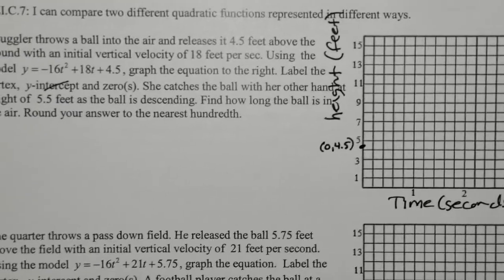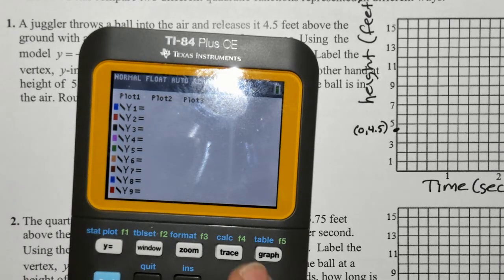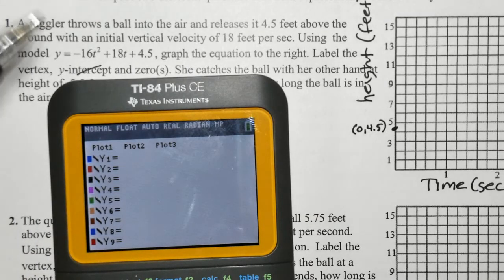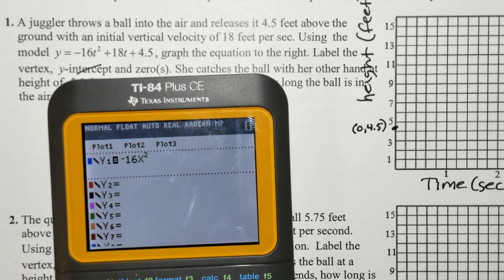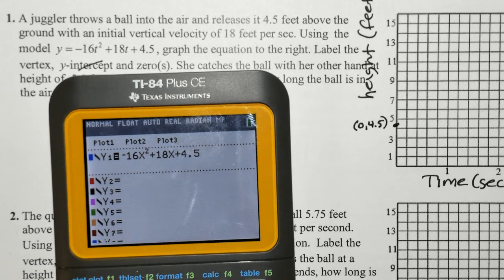Okay, we're going to grab the graphing calculator. If you have not done so, please clear out the two equations and let's type in what we see. This is not a subtraction, this is negative. Negative 16x squared plus 18x plus 4.5, and graph it.